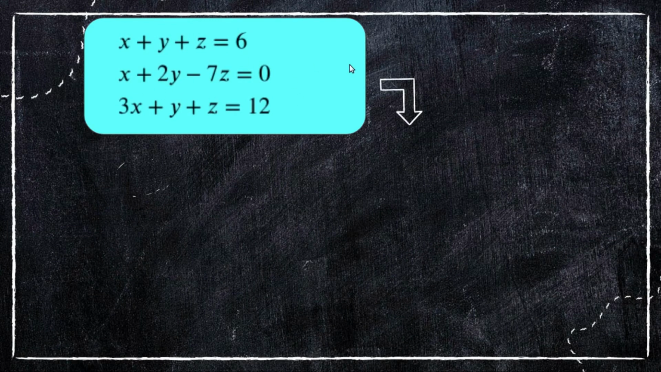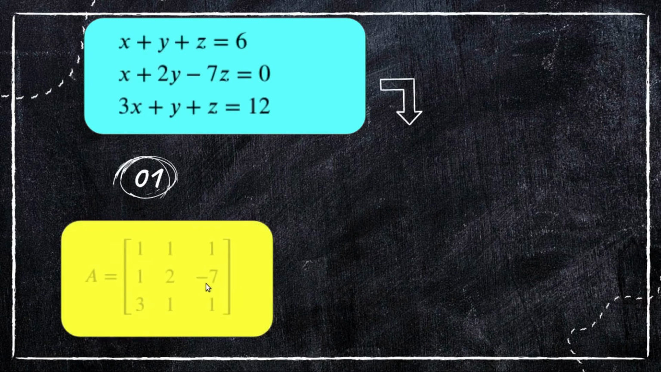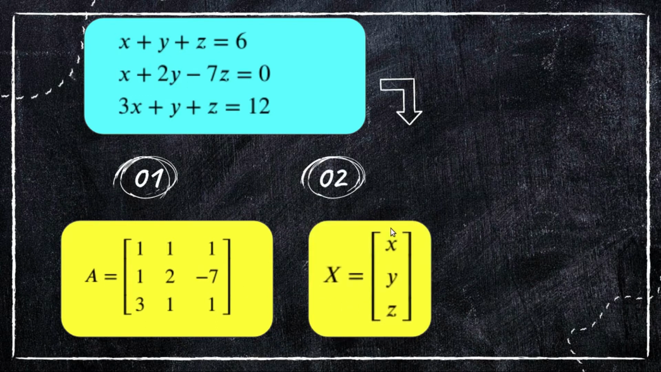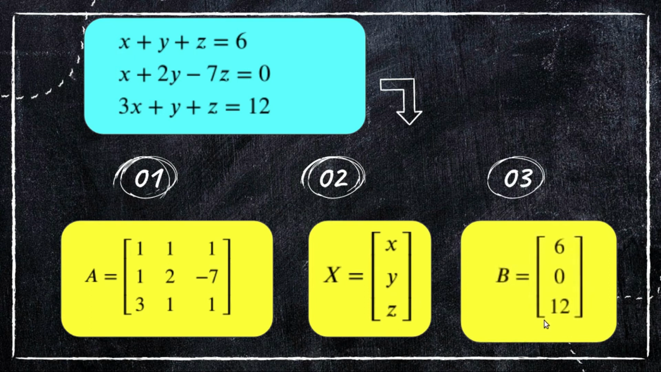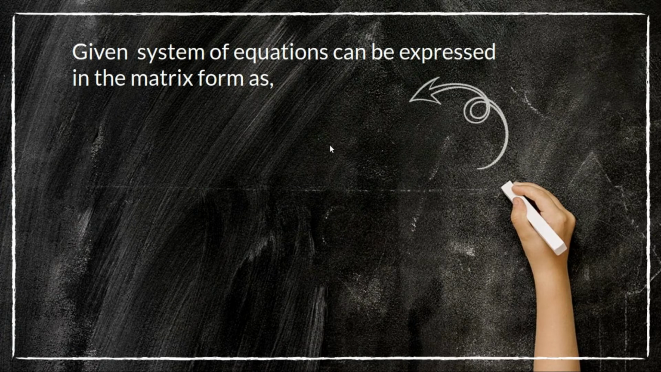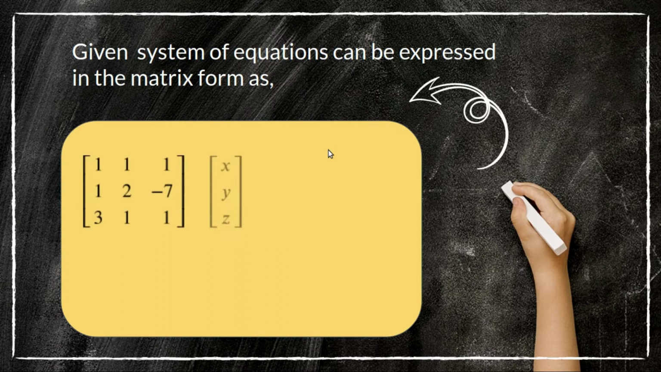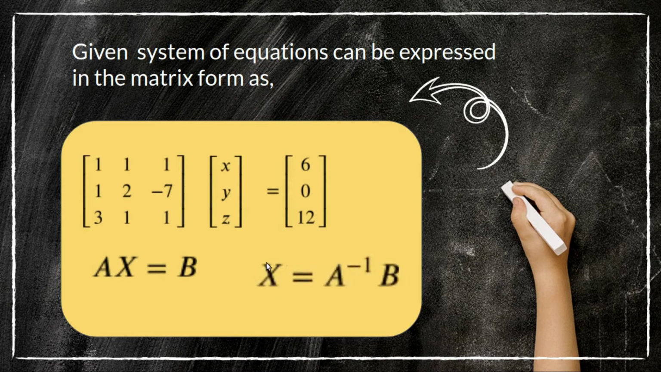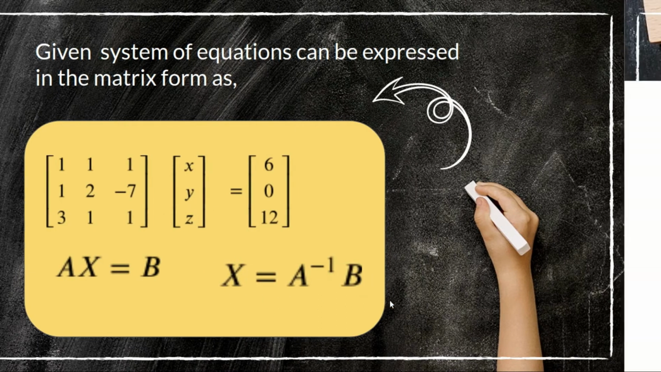So these equations can be written as, first we have to write A, the coefficient matrix. Take the coefficients of unknowns. Then x, the matrix which consists of unknowns x, y, z, and b, the constants on the right hand side, matrix 6, 0, 12. The given system of equations can be expressed in the matrix form as A into x equal to b, Ax equal to b. So x equal to A inverse into b.